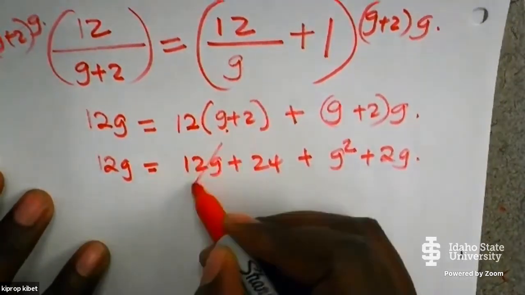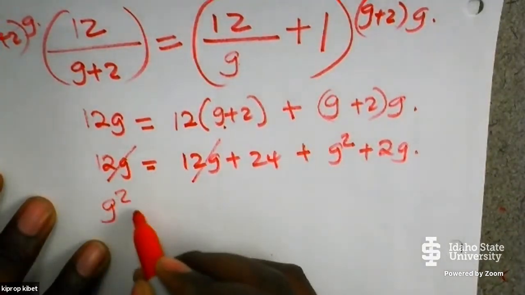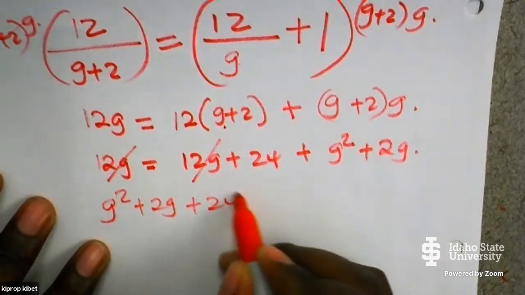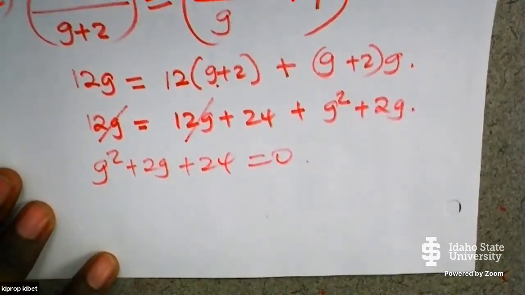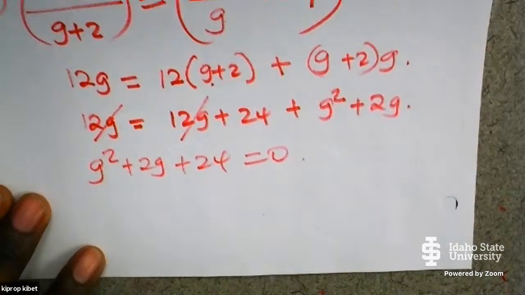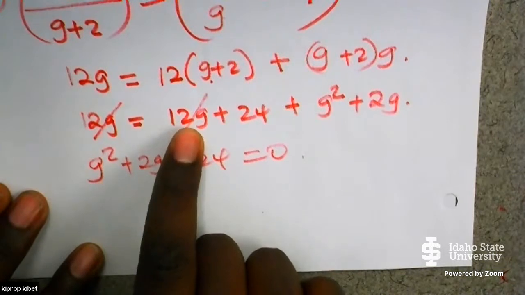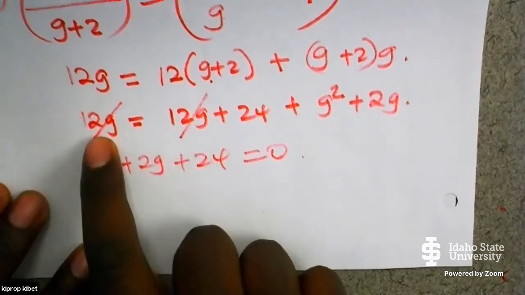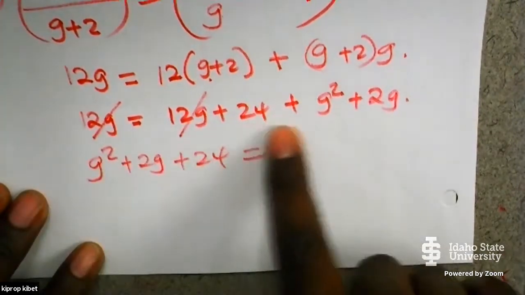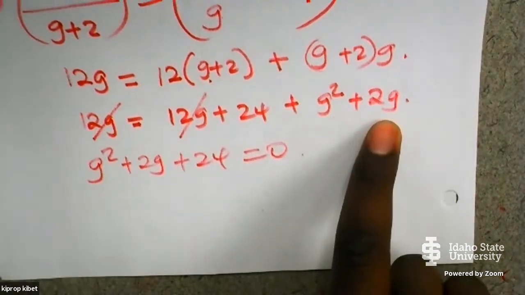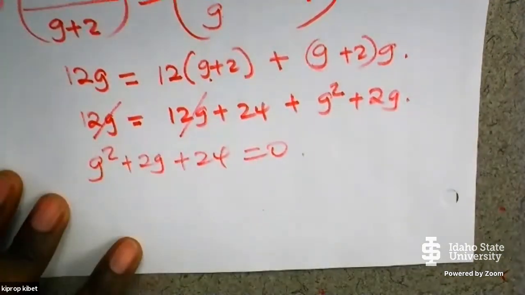Okay, so this 12G will cancel with that, right? So you remain with G squared plus 2G plus 24 equals 0. Are we together? So if you take this 12G to the other side, then it will be 12G minus 12G, which is 0. You remain with 24 plus G squared plus 2G, right? Are we together?